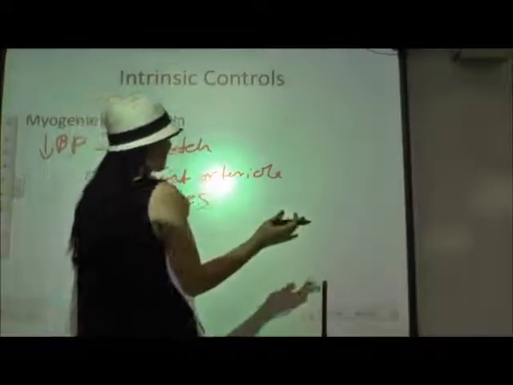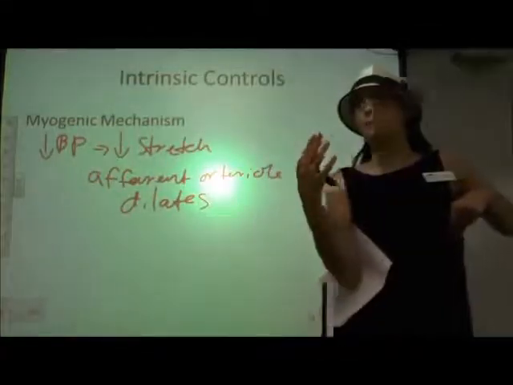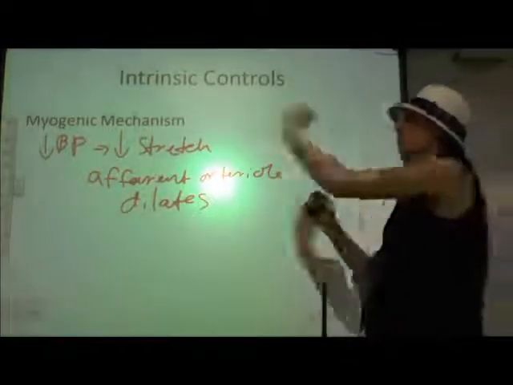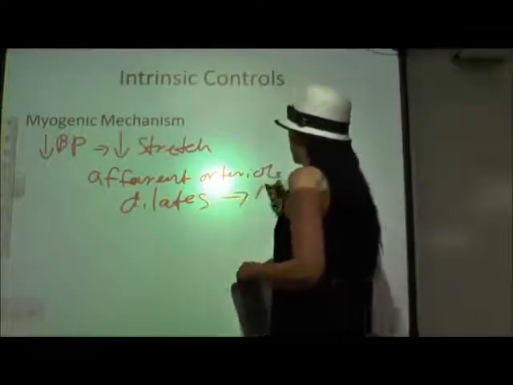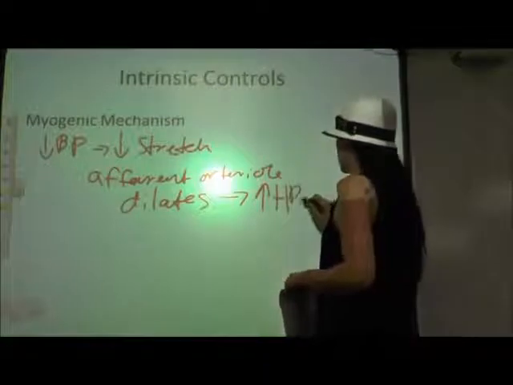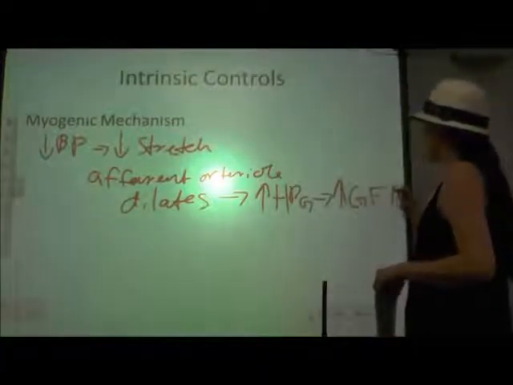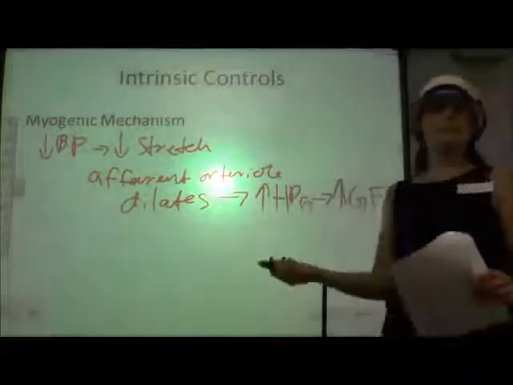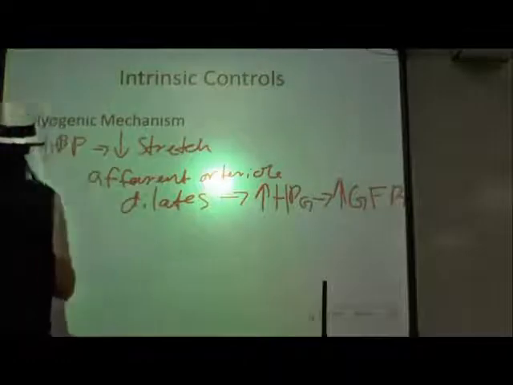And then when it dilates, now we can keep the hydrostatic pressure up despite the drop in blood pressure in the whole system. So this is going to increase that hydrostatic pressure in the glomerulus, which will increase our glomerular filtration rate so that we can stay constant. The inverse is also true.